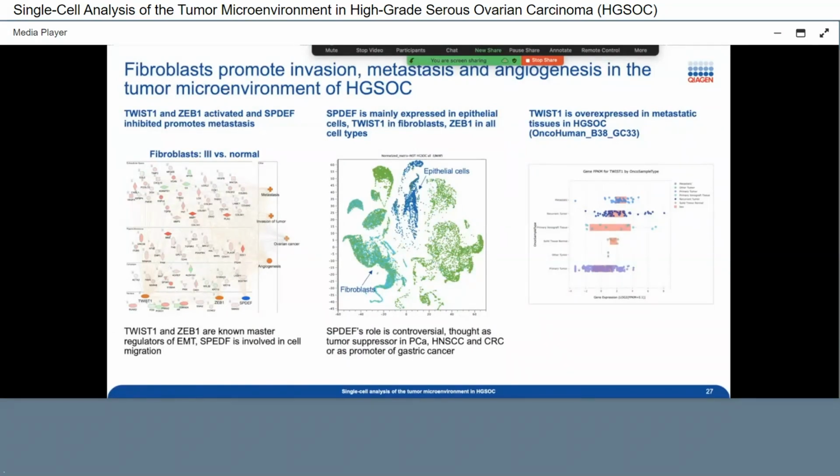I'm looking at TWIST1 expression in metastatic tissue in high-grade serous ovarian carcinoma using the OncoHuman B38 gene code 33. As you can tell here, this is based on the log2 transform expression of TWIST1, and I look at different samples, right? Primary tumor, solid tumor, recurrent tumor, and metastatic. As you can tell, TWIST1 is overexpressed in metastatic, which is a confirmation of what we know, because TWIST1 is mainly a promoter of EMT and metastasis. So here, by independent sources, we can find that TWIST1 is effectively overexpressed in metastatic tissue in high-grade serous ovarian carcinoma.